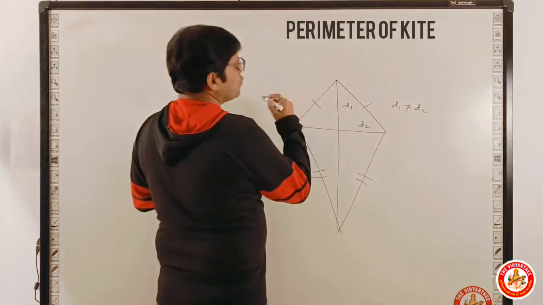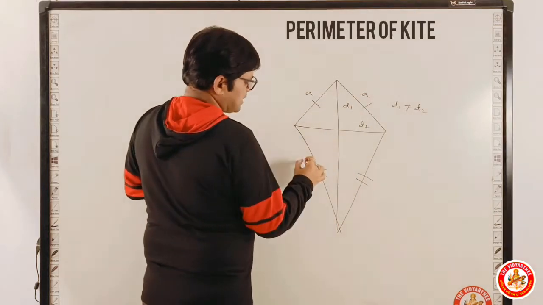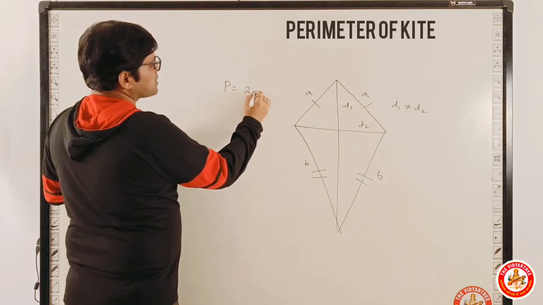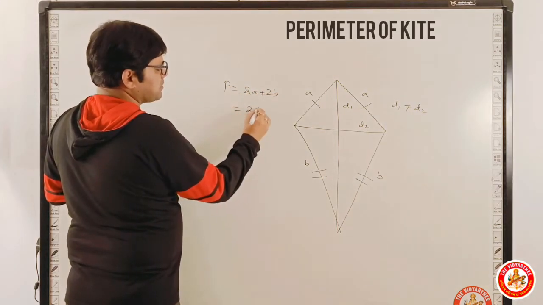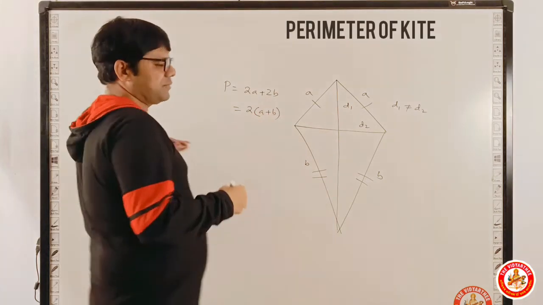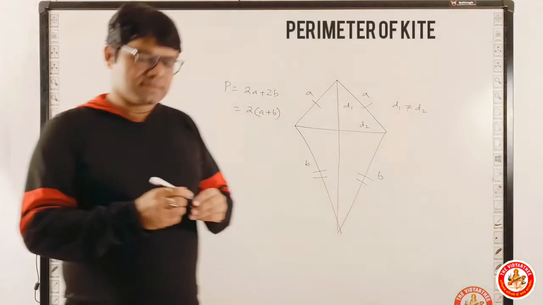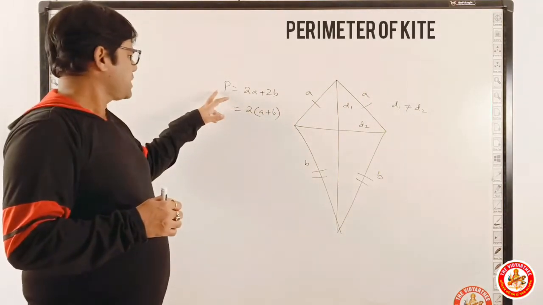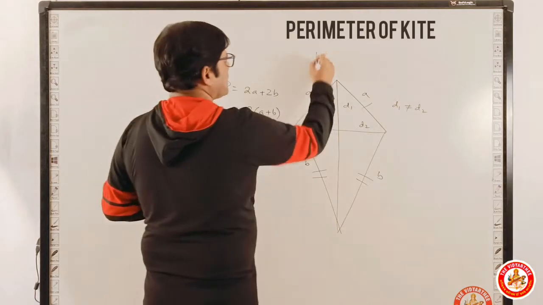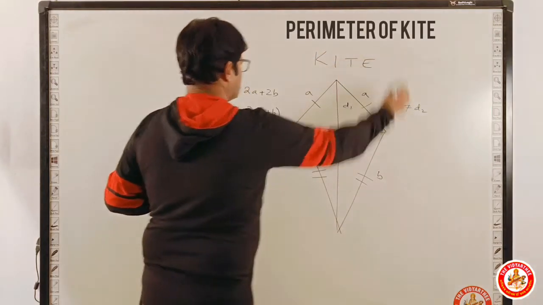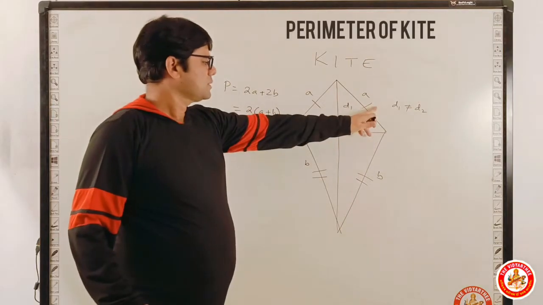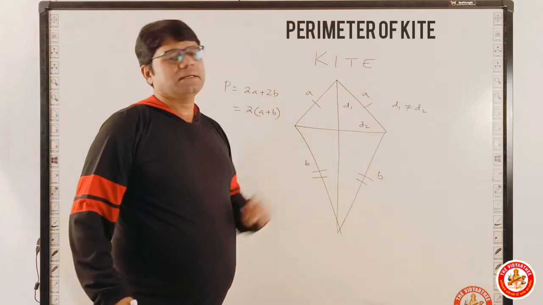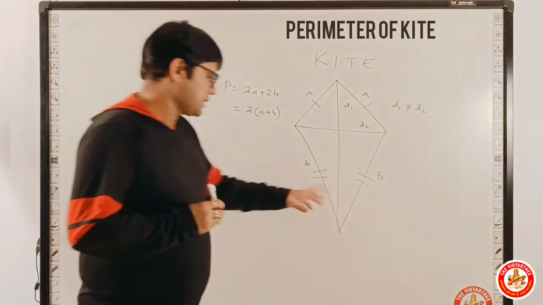Now we have two types of side. If you take this as A and A and this as B and B, then the perimeter will be 2 times of A plus 2 times of B. We can just simplify as 2 times of A plus B. If you know the measure of the adjacent sides, we can always take that as our reference. We can say perimeter of a kite is 2 times of the measure of one pair of adjacent sides, plus the measure of the other adjacent side.